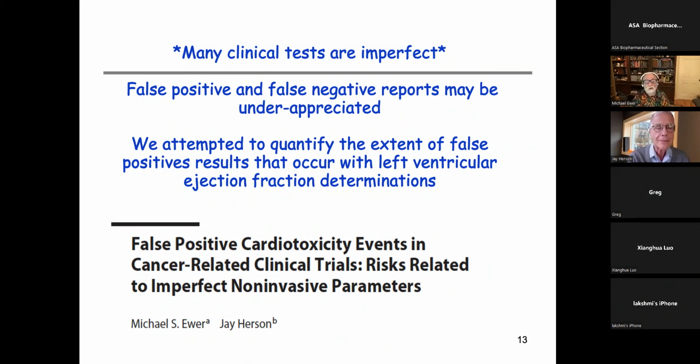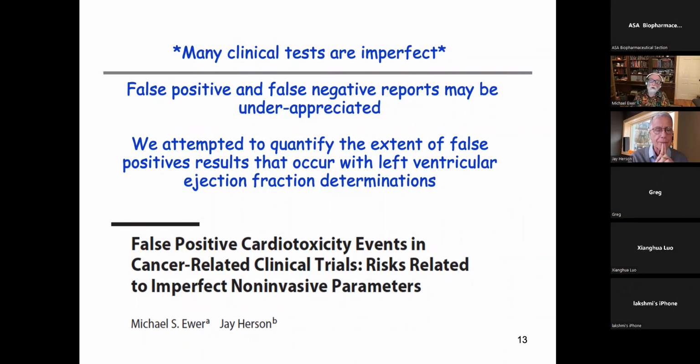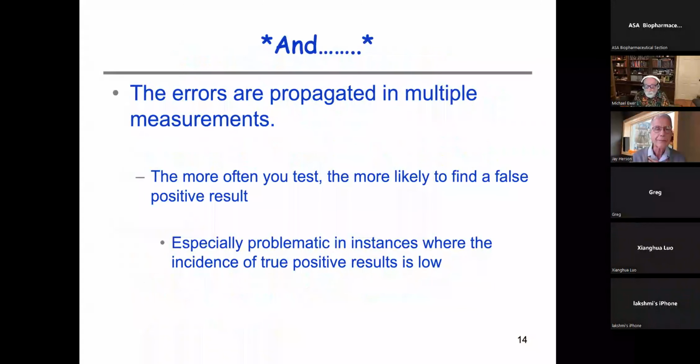And so Jay and I attempted to quantify the extent of false positive results that occur with at least one of the things that we use to look at cardiac events, and that is left ventricular ejection fraction. And so this came out in the paper that you see there, "False positive cardiotoxicity events in cancer-related clinical trials: risks related to imperfect, non-invasive parameters." It's interesting to note that we had considerable difficulties in getting enough attention to get this, which we both feel is of fundamental importance, actually published.